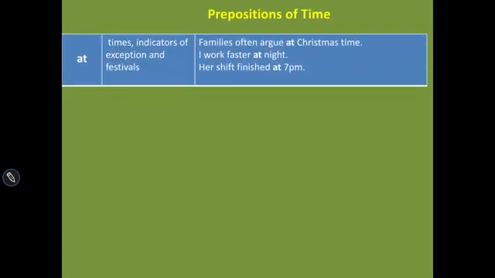In continuation with it, at is also used as a preposition of time. How is this used? Before times, indicators of exception and festivals. First example: families often argue at Christmas time. Christmas here is a festival and at is written before it. This is a preposition. I work faster at night. Night is a specific time of the day.